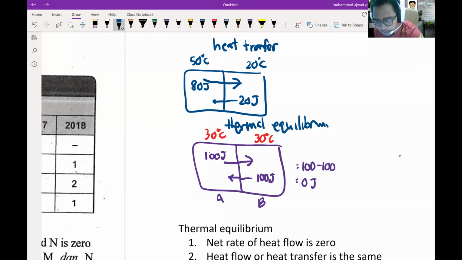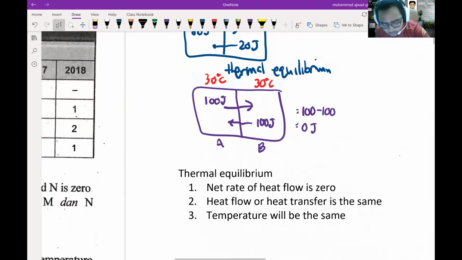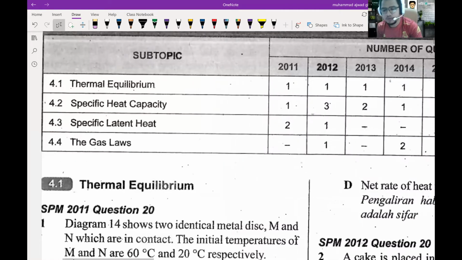Okay. You just need to focus on what happens during thermal equilibrium. 3 things that you need to remember. Sama, dia punya temperature sama. Okay. Heat flow dia sama. Net heat transfer is 0. Okay, next one. So kita pergi soalan terus.